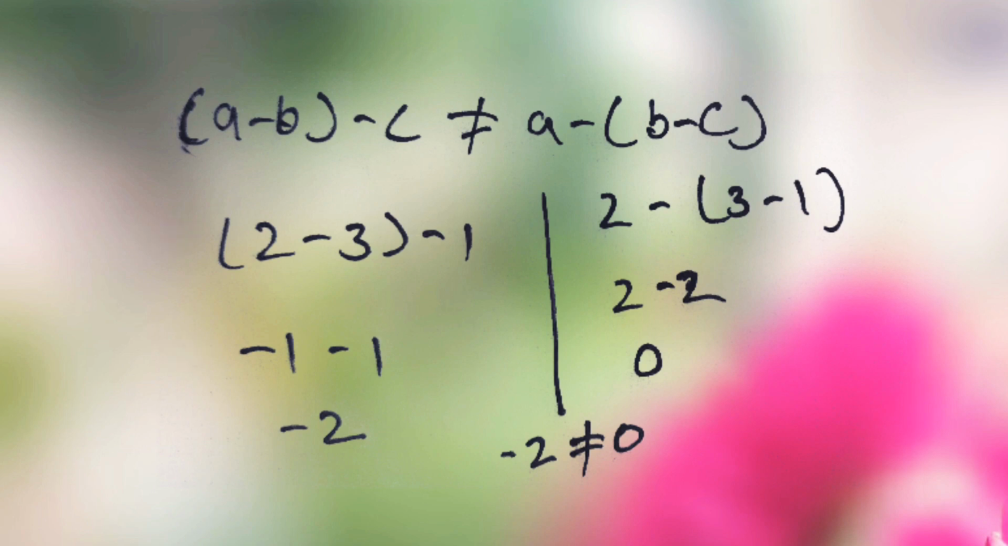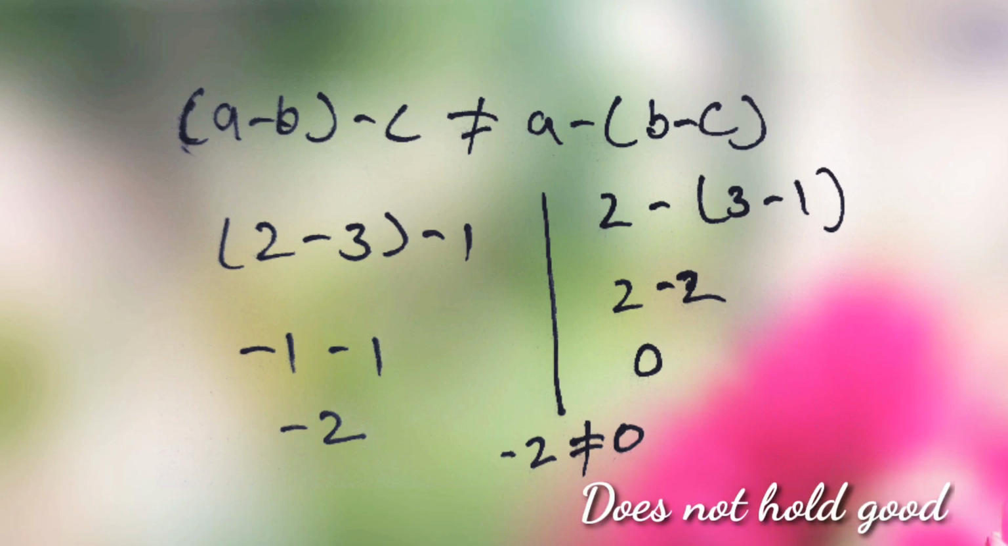Then again minus 1. Minus 1 and minus 1, it becomes minus 2. Similarly, on the other hand, this is a minus b minus c, that is in bracket. B minus c is in bracket, means firstly we will solve b minus c. So 2 minus 3 minus 1, 3 minus 1 will be 2. So 2 minus 2, that is 0, and here minus 2 not equals to 0. This means associative property of subtraction also doesn't hold good.